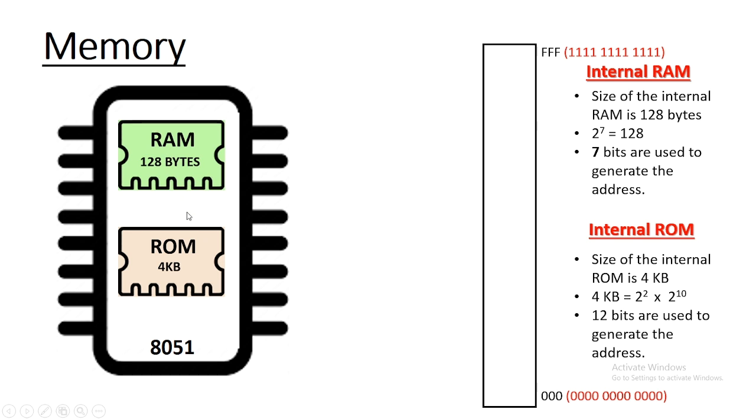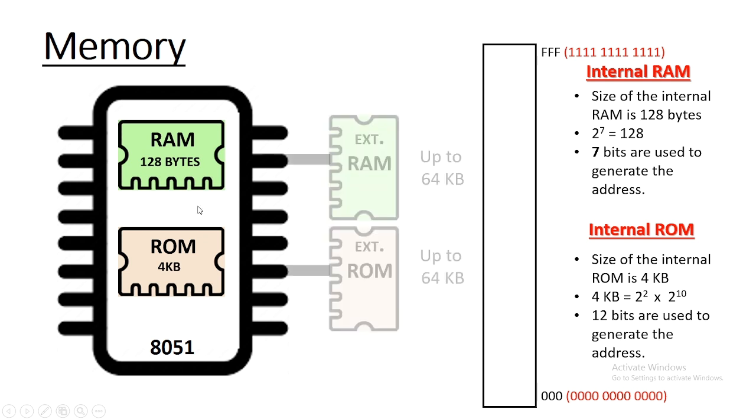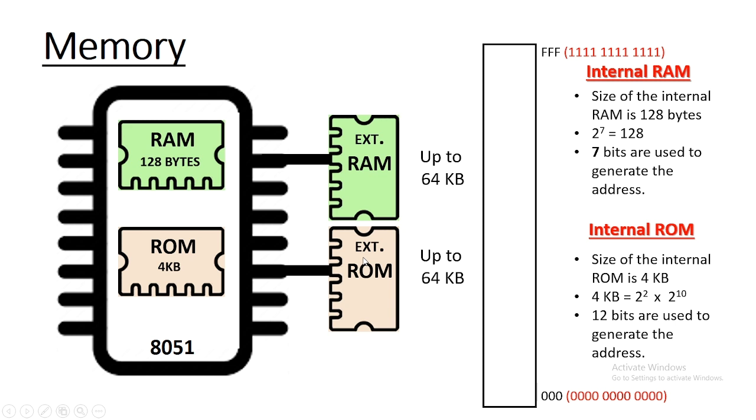Apart from internal RAM and ROM, the programmer or designer of an embedded system can interface external RAM and external ROM also. The size of external RAM and ROM could be up to 64 kilobytes each. So the programmer or designer can attach 64 KB of RAM externally to the microcontroller, as well as 64 KB of external ROM.